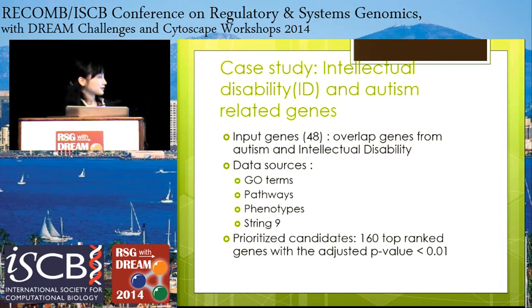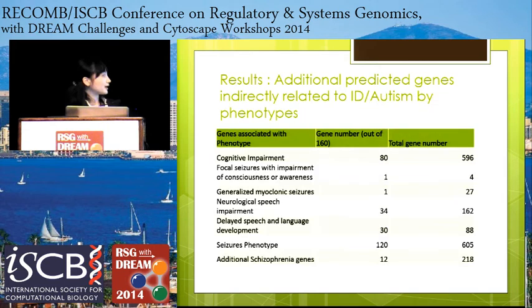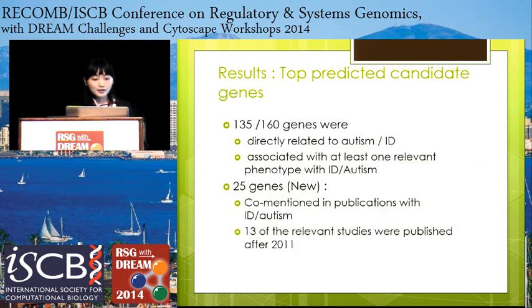So for the final results, we get 160 genes ranked on top with an adjusted p-value less than 0.01. We cross-referenced these 160 genes with intellectual disability and also with autism. And further, we selected a few related phenotypes for these two disorders, showing that in total we could identify 135 genes which are directly or indirectly related to these two disorders. That leaves us 25 genes which are new to us, not mentioned before.